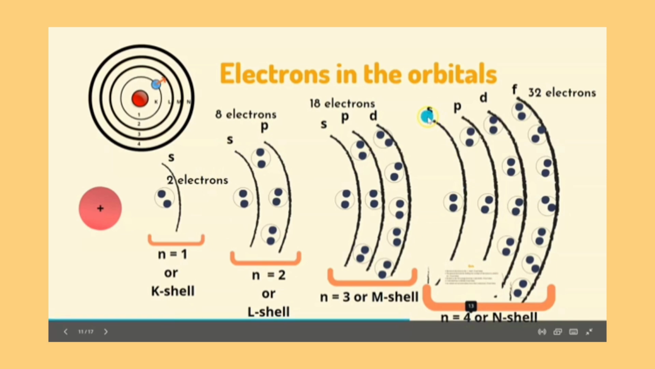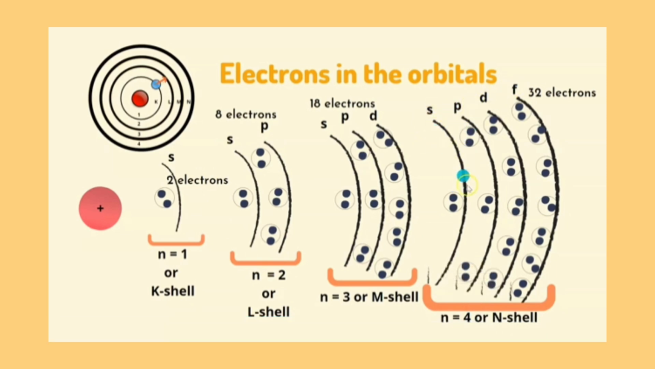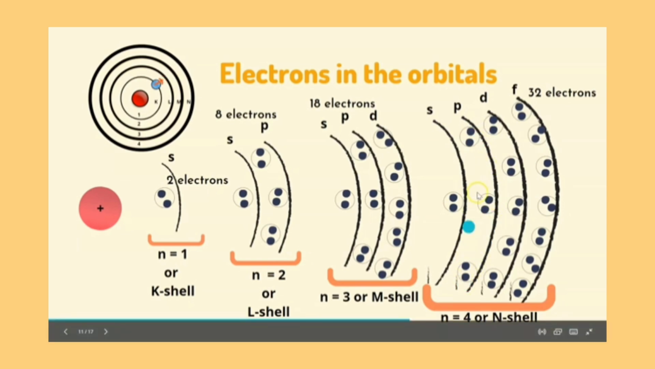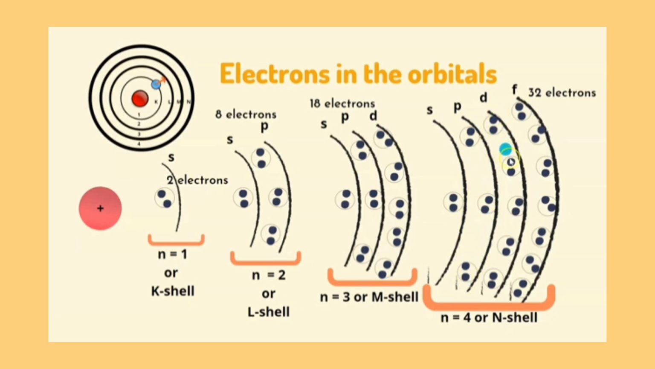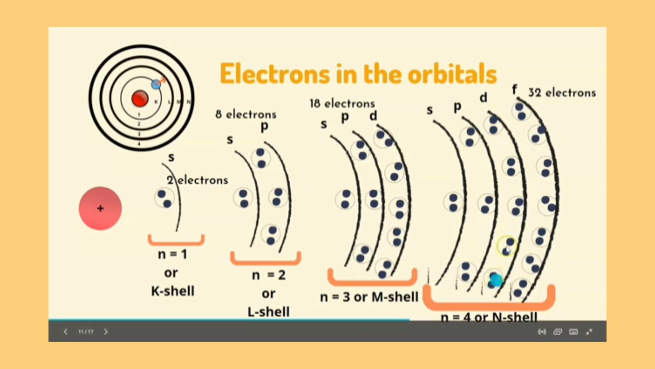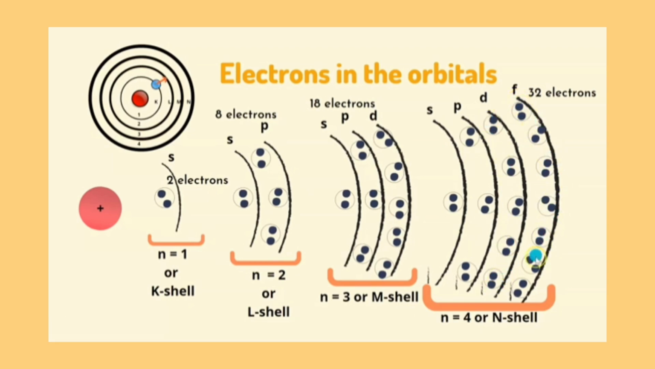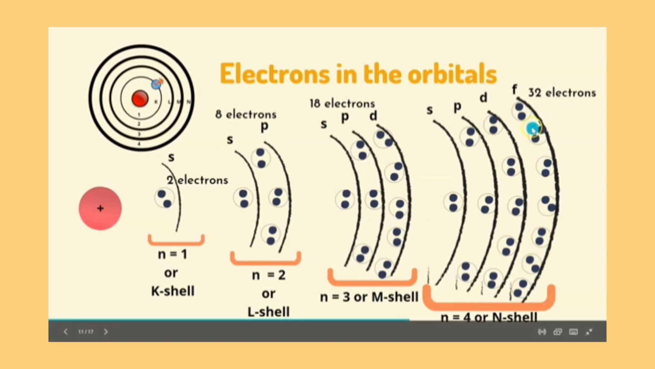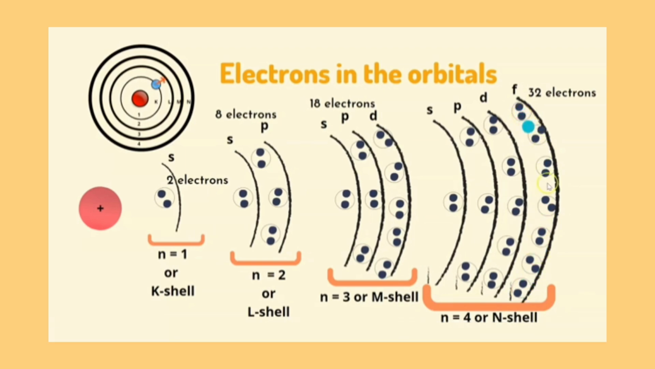In the same way, if you see the N shell, you have the subshells S, P, D, F. In S you have one orbital and two electrons, in P you have three orbitals and two electrons in each of the orbitals, and in D you have 5 orbitals and two electrons in each. In F you have 7 orbitals, and in each of the 7 orbitals you have two electrons. That means altogether, if you count the S, P, D, F subshells and the electrons present inside them, it will be 32 electrons.